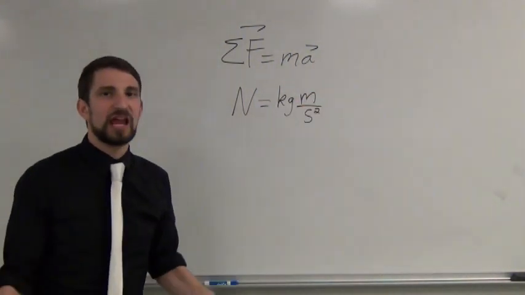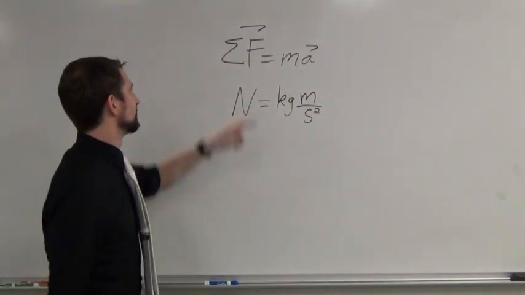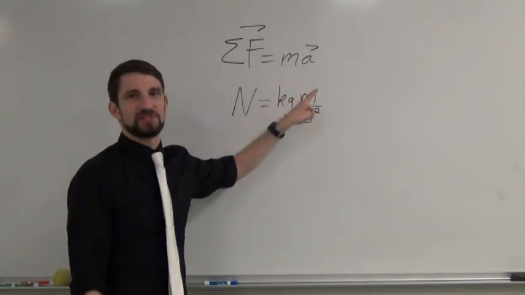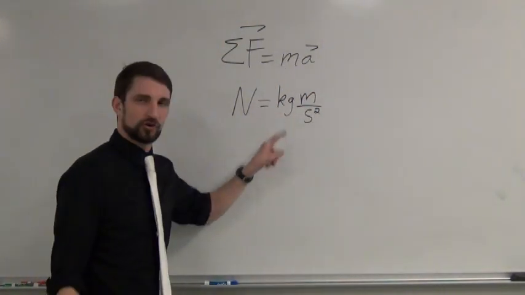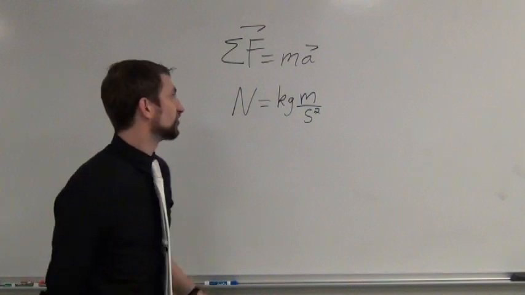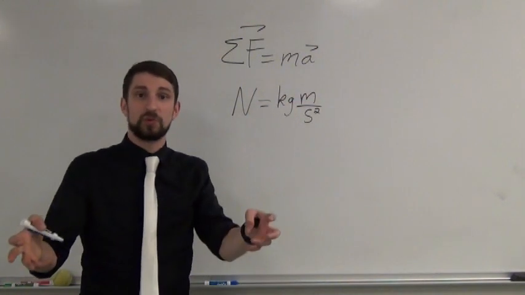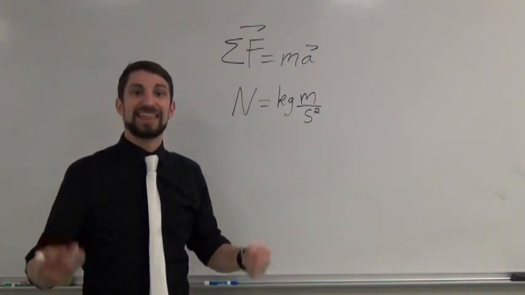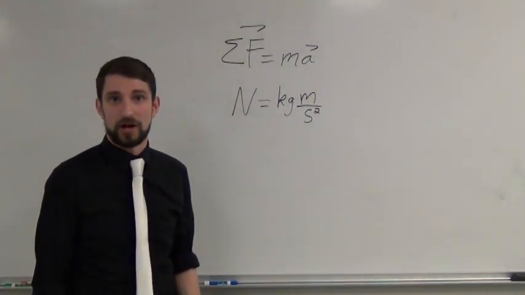If you ever forget, just remember Newton's second law. Newton's second law says net force is equal to mass times acceleration. If you know the SI unit for mass is kilograms, and you know the SI unit for acceleration is meters per second squared, then you can just multiply the two units together to get that a Newton is a kilogram times a meter per second squared.